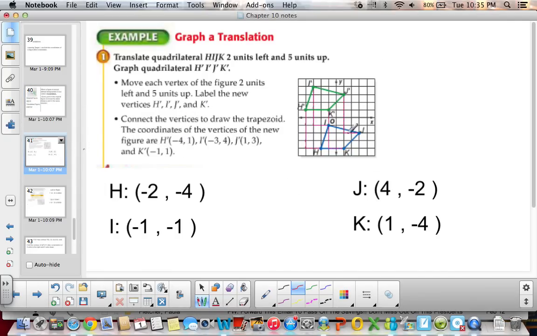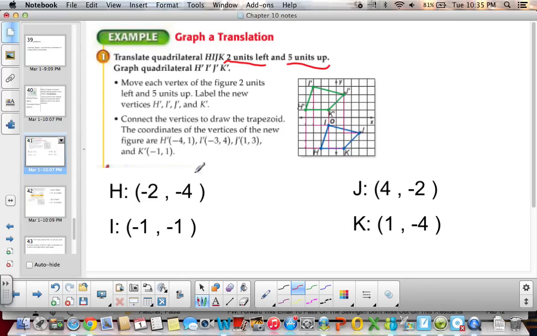So if we look at the quadrilateral HIJK, and it's being translated 2 units left and 5 units up, we can see that, if we look at H, we're going 2 units left and then 5 units up, and we arrive at H prime. I, 2 units left, 5 units up. Same with J and same with K.